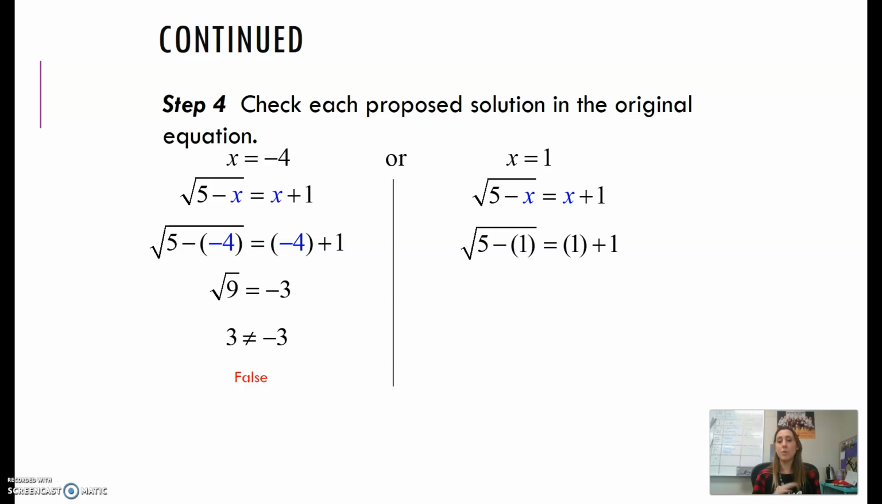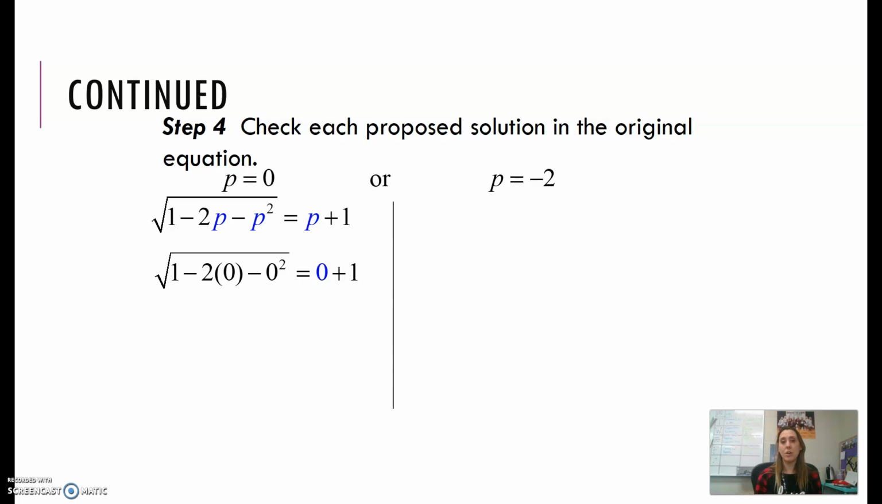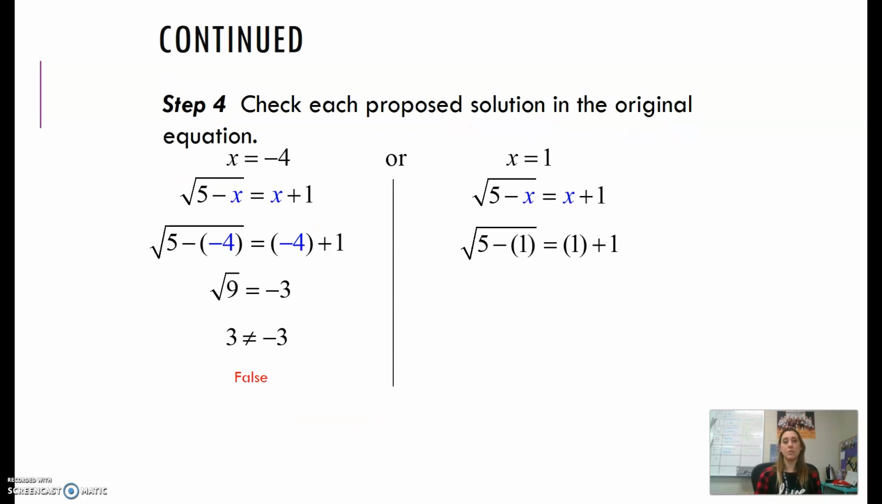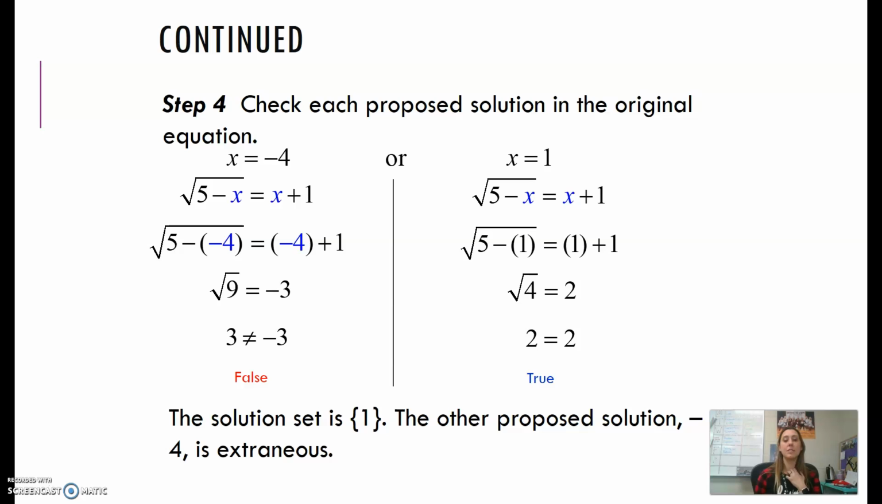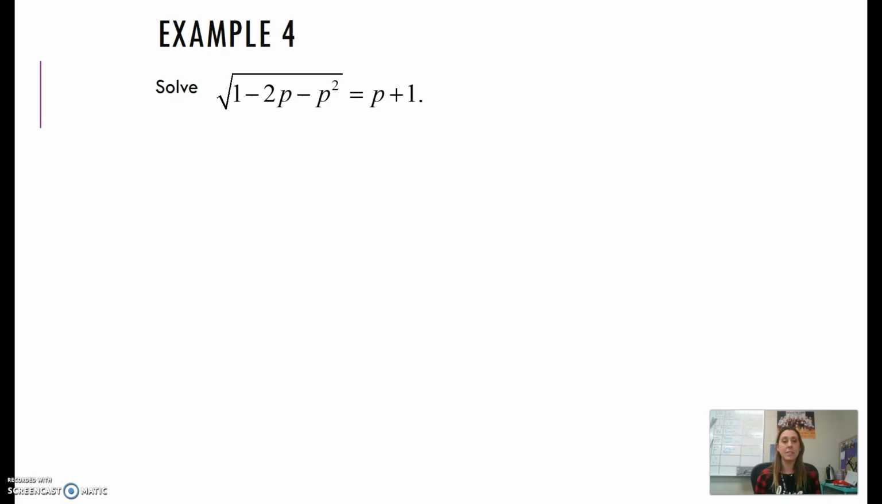Alright, so now I'm going to do that with 1. So I get 5 minus 1 is equal to 1 plus 1. So then I get the square root of 4 is equal to 2, and 2 does equal 2, so that is true. Alright, and so then we'll say our solution set is 1. On the test, I'm expecting to see this. I want you to write all of it out, and I want you to show me which one is true. I am expecting that for progressing, meeting, and exceeding, or advanced.